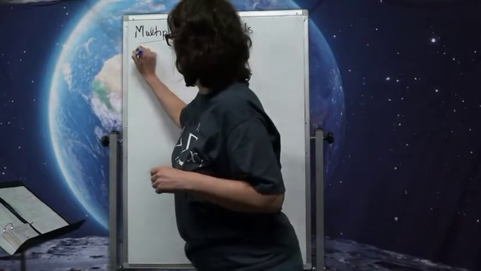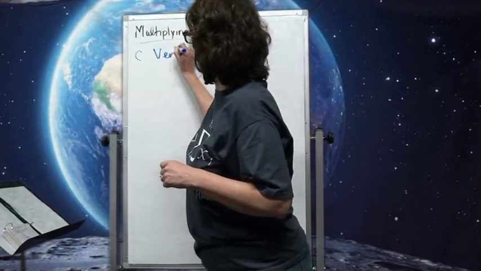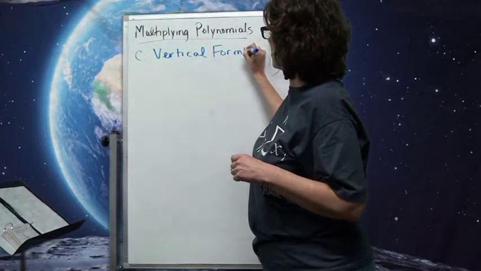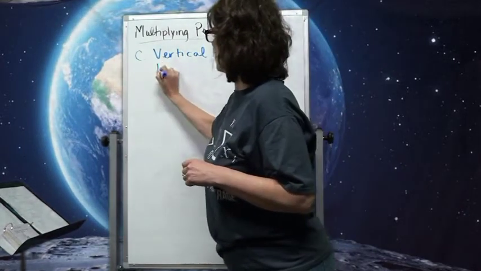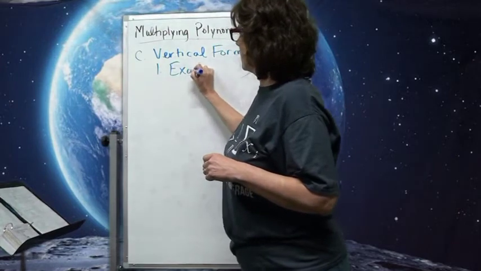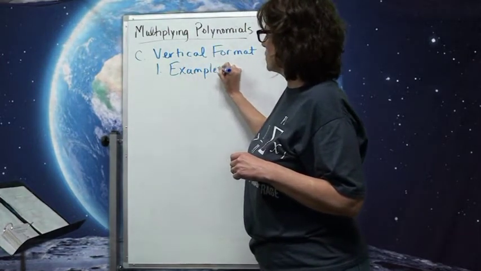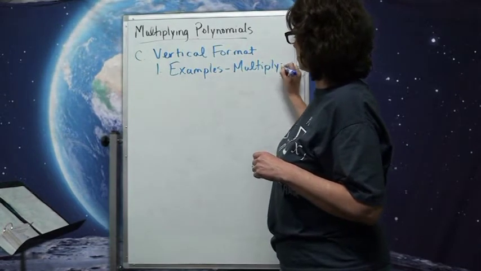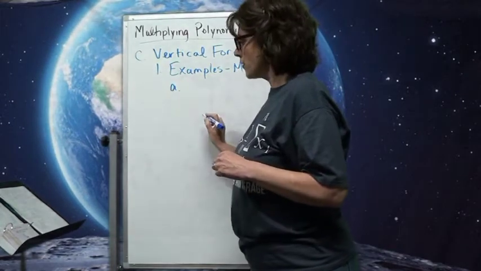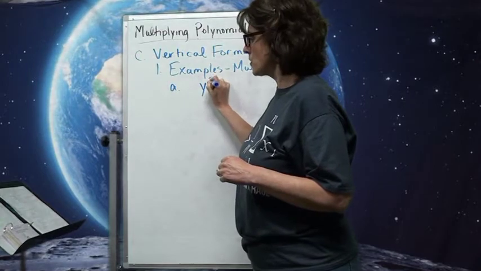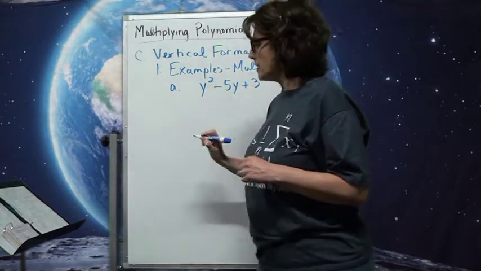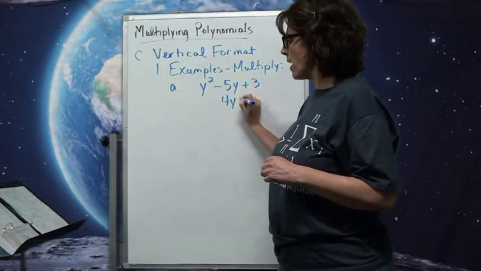So I'm going to do more examples in vertical format. And in each one of these, I'm going to multiply. So let's take our first example that says y squared minus 5y plus 3. It is being multiplied to a 4y minus 5.